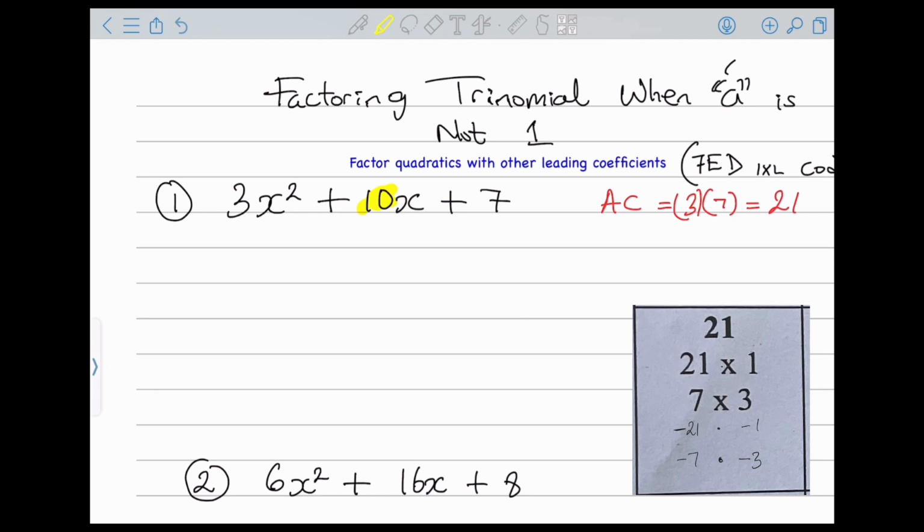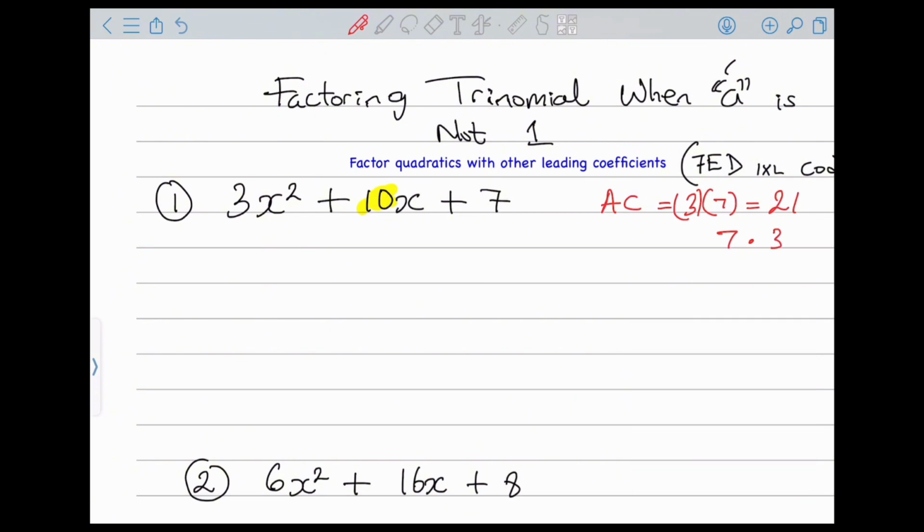Look at the factors of 21 that add up to your B. Your B is 10, so we use 7 and 3. Because 7 times 3 gives you what? 21. And when you add 7 and 3 together, it gives you B, which is 10.